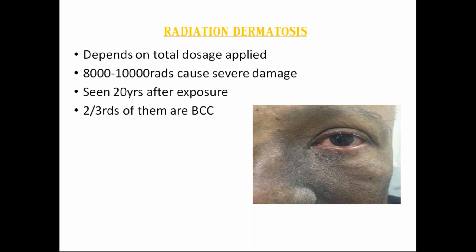Radiation dermatosis. If some people have undergone radiation therapy for some precancerous or cancerous lesion on the face or on the neck, then these people develop this type of dermatosis along the lid margin. They are called radiation dermatosis. It depends on the total dosage applied, and is usually seen around 20 years after exposure, and 2/3 of them could develop basal cell carcinoma. This is the type of lesion seen in people who are exposed to radiation or radiotherapy treatment of the skin or on the face.